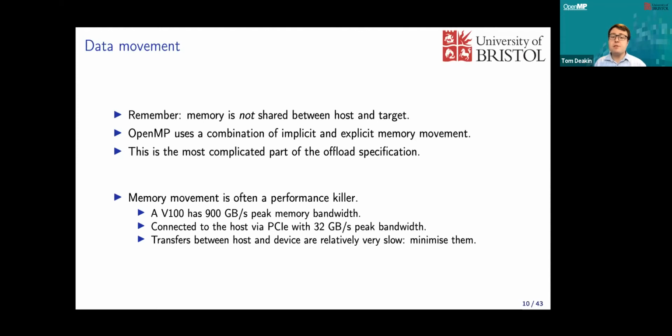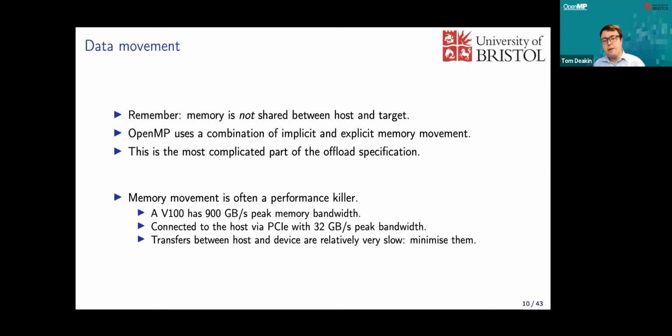And this is pretty much the most complicated part of the offload specification. If you're feeling very brave and fancy reading the OpenMP specification, there's quite a lot in the spec that talks about how data is implicitly mapped and explicitly mapped between those two memory spaces. It's also important to make sure that we get this right. Memory movement is often the performance killer in our applications.